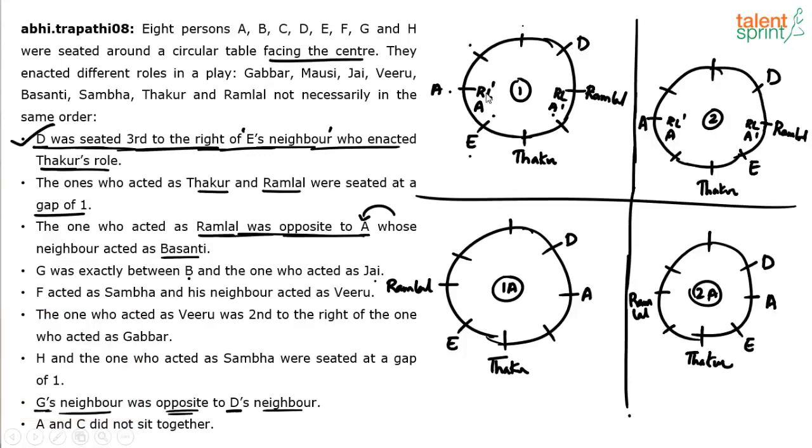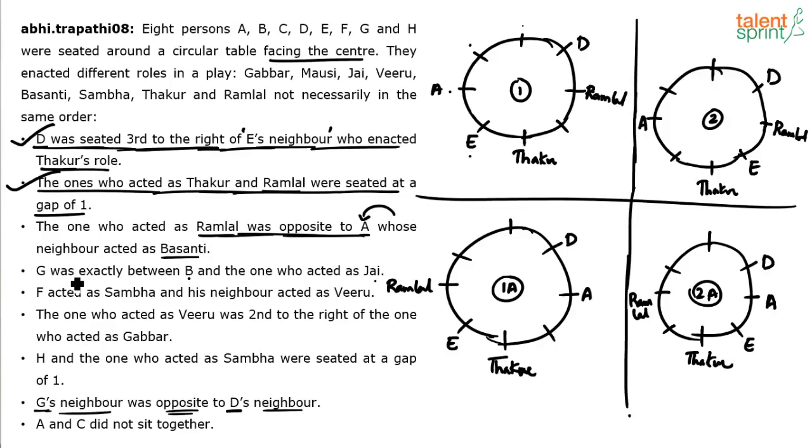Now for the sake of clarity, I'll just clear this up so that we don't get confused further, right? All this was initial markings for possible positions of Ramlal and A. Now let's try to connect the gaps. So the ones who acted as Thakur and Ramlal were seated at a gap of 1. That point has been used now. You see, in every case, 1, 1A, 2, 2A, Thakur and Ramlal are at a gap of 1. So this point has been used.